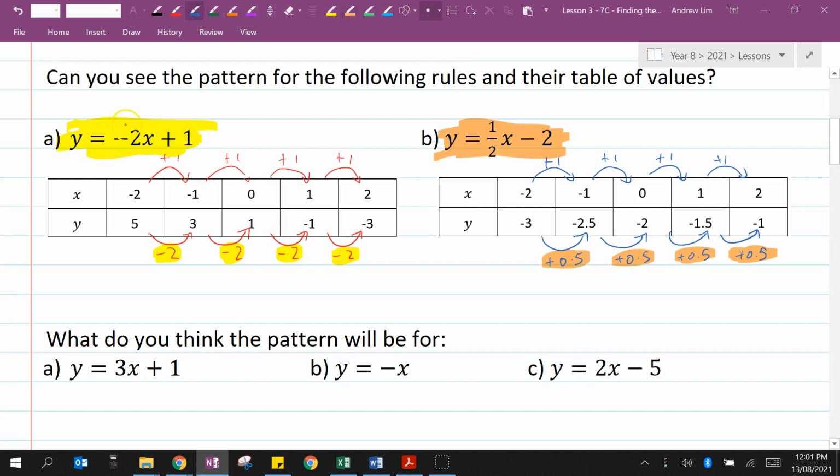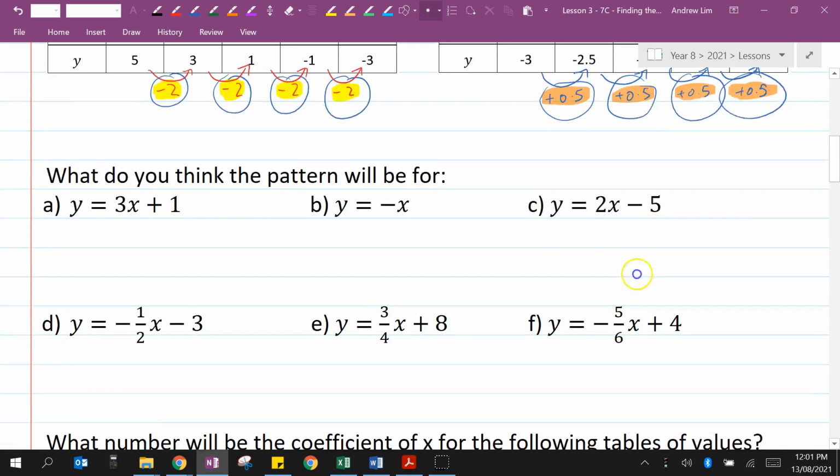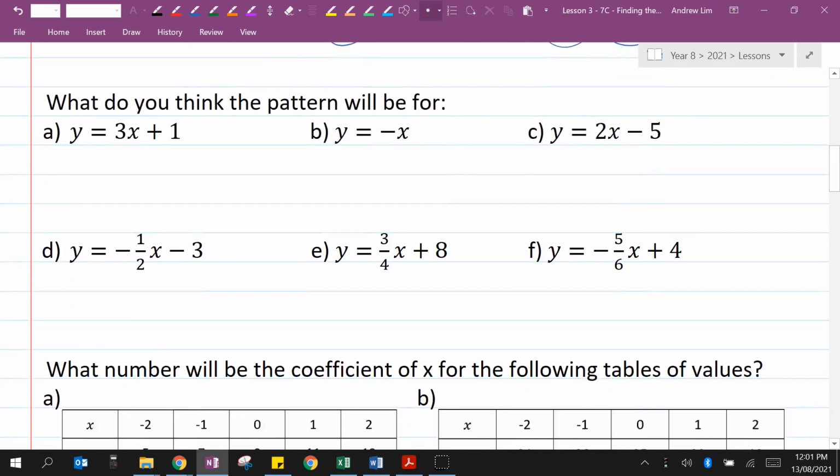Well, if you said the coefficient of x here is minus 2, and that's why the pattern is that it's going to go down by 2 each time, or that the coefficient of x here is positive half, which means that the pattern is going to go up by half, then you'd be correct. Depending on the pattern, that tells us what the coefficient of x will be, the number in front of x. So what do you think the pattern will be for each of these?